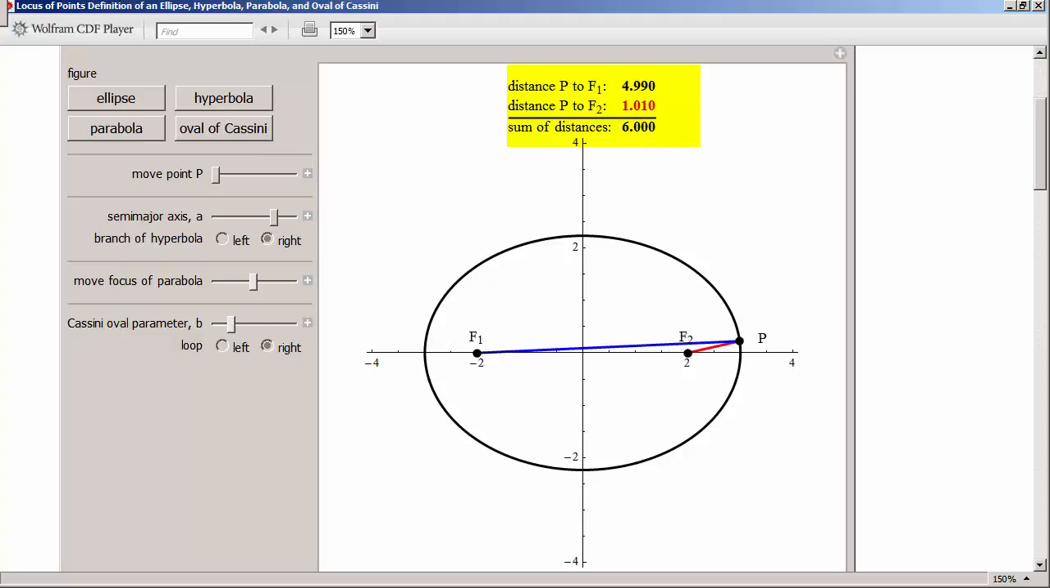Let's see, does it stay constant as that point moves around the ellipse? So here you can see that distance and that distance. Add them together, it's still 6. And as I rotate around, you can definitely see that the sum of the distances remains 6.